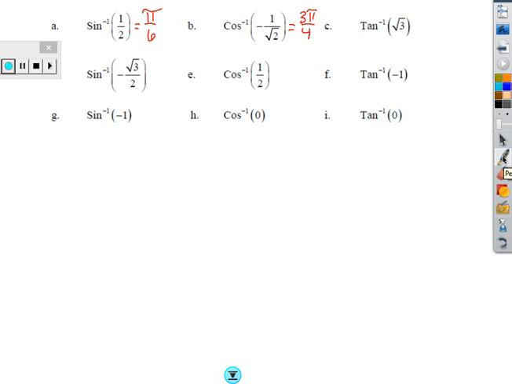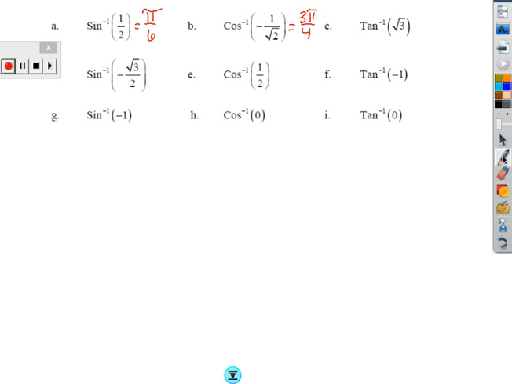Now, I see that I'm looking for where tangent is positive. That's only possible in quadrants 1 and 3, and only quadrant 1 would be in the inverse tangent's range. So my answer has to be in quadrant 1. So this can't be one of the 45, 45, 90 triangles since tangent is 1 there. So this has either got to be pi over 3 or pi over 6.